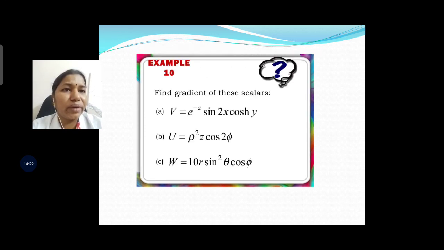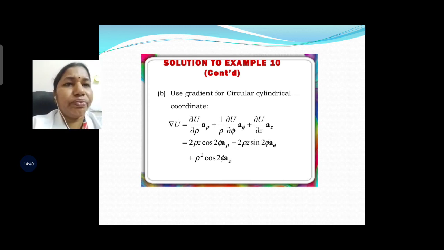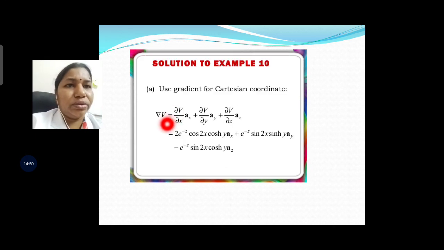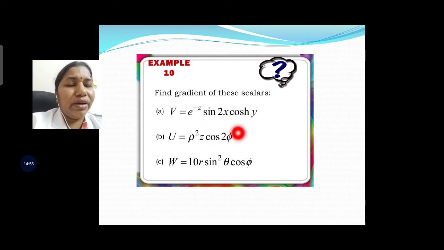Now we are going to write the gradient for rho phi z. Rho phi z means the cylindrical coordinate system. So for the cylindrical coordinate system, we write dou V by dou rho a rho, 1 by rho dou V by dou phi a phi, dou V by dou z az. So we can differentiate once with respect to rho: rho square z cos 2 phi gives 2 rho z cos 2 phi. In the second step, we will differentiate with respect to phi.